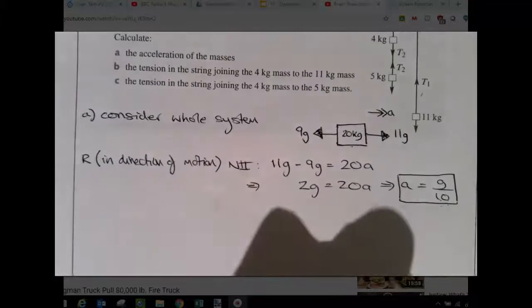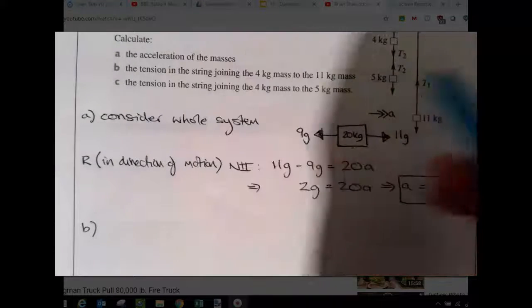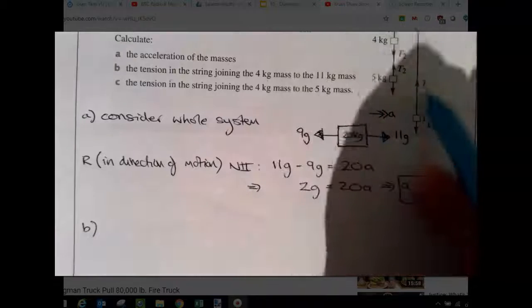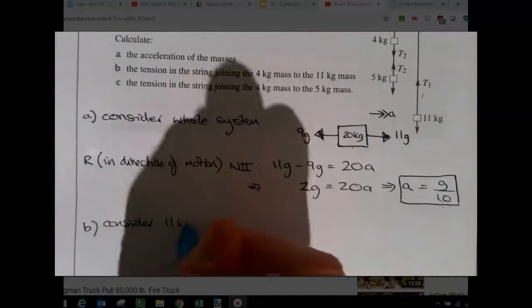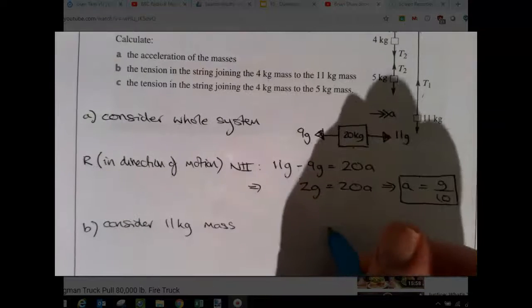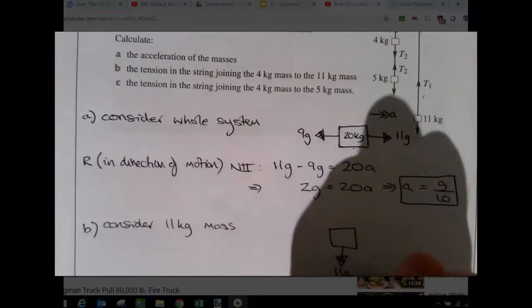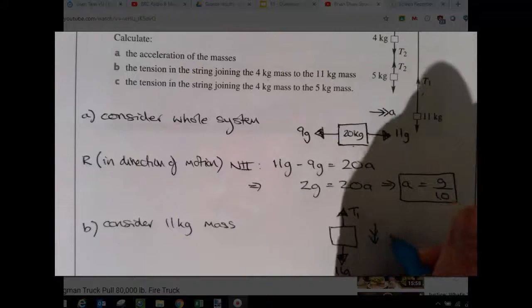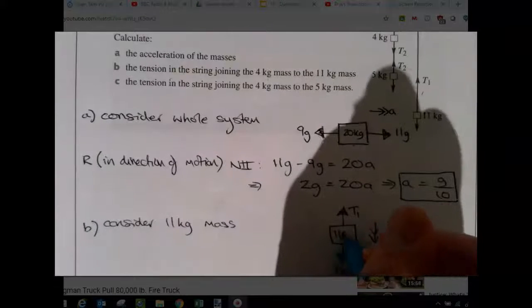But for part B and C, as you've probably seen, now we do need to look at parts of the system. It's asking for the tension in the string joining 4 kilograms and 11 kilograms, so that's going to be T1. So I'm going to consider the 11 kg mass. It's fairly straightforward. We've got 11g pulling it down, we've got T1 pulling it up, and the whole thing accelerates downwards with an acceleration of g over 10 meters per second squared, and the mass is 11 kg.